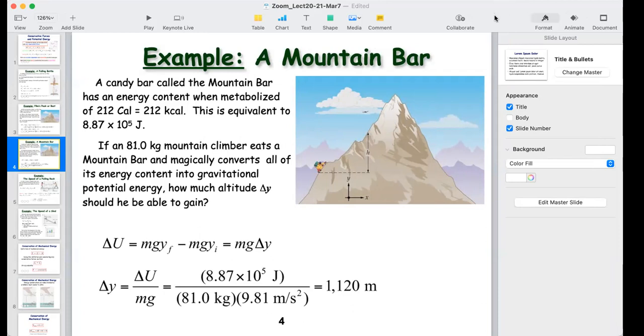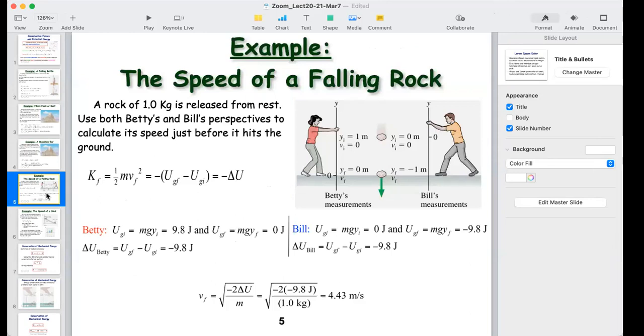Yes, good point. Okay, then we have the speed of a falling rock. So we have a rock of 1 kilogram that is released from rest. Use both Betty's and Bill's perspective to calculate its speed just before it hits the ground. Okay, let's see Betty. So Betty is here, the altitude is 1 meter. And she opens her hand, and so the rock falls down.